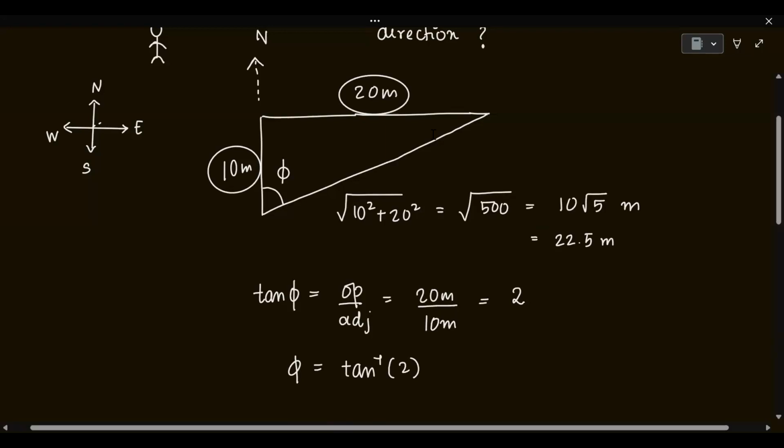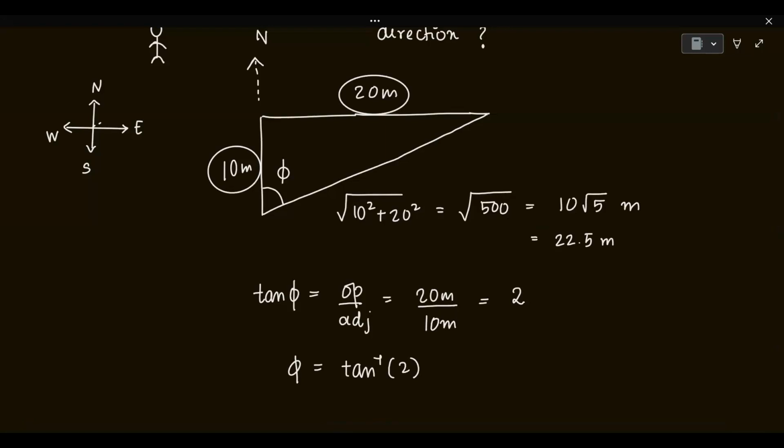Okay, cool. So can anyone put this in a calculator and let me know for what angle is tan theta 2? Sir, about 63 degrees. Nice. This is approximately 63 degrees. Sir, can you explain how to find direction once again?